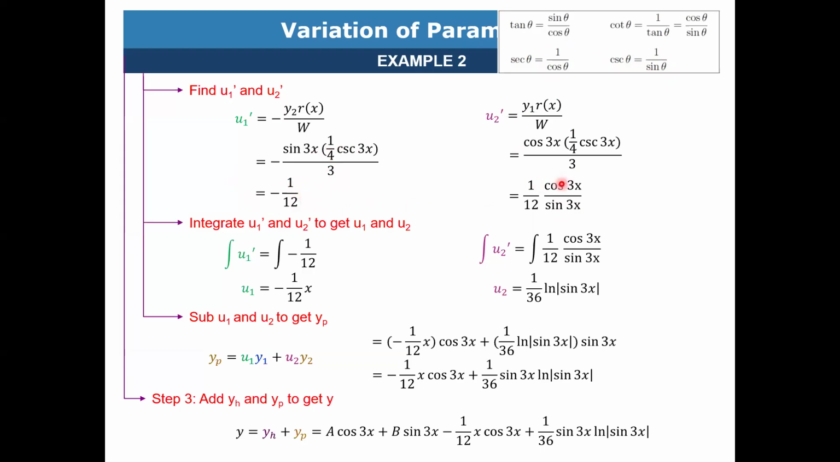After getting u1 prime and u2 prime, again integrate the functions to get u1 and u2. After getting u1 and u2, substitute them to get yp. After getting yp, add yh and yp together to get the general solution of the non-homogeneous ODE.